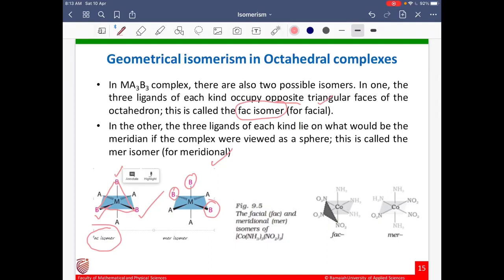One example is given here: Co(NH3)3(NO2)3. So it is an Ma3B3 structure. In one, the identical nitro groups occupy opposite triangular faces, and at the same time here NO2, NO2, NO2 lie on what would be called the meridian if the complex were viewed as a sphere. This is called mer isomer.